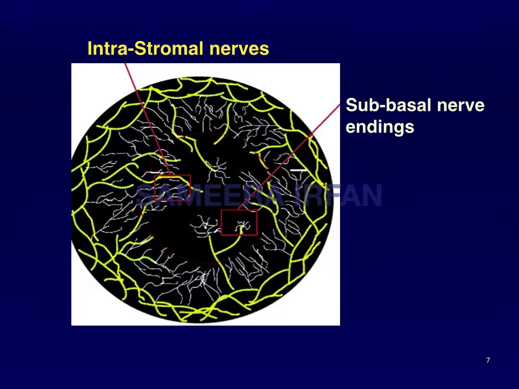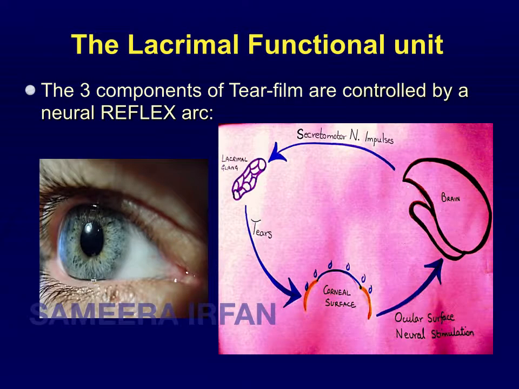As soon as a harmful agent lands on the cornea, it initiates severe pain, and this severe pain then results in outpouring of tears, and those tears then wash the noxious agent out of the eye. So that brings us to the concept of the lacrimal functional unit.